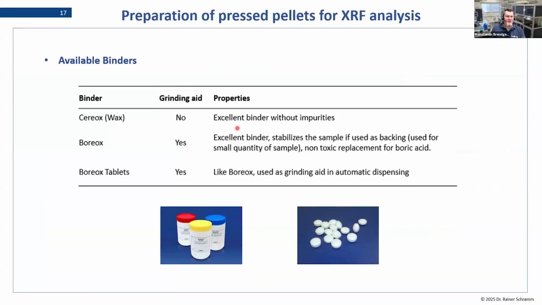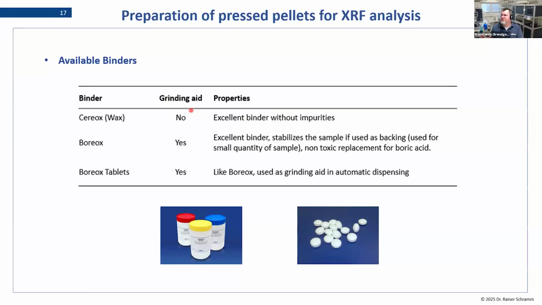The binders that we sell are here. Keep in mind there are more available, but these are the ones you get from FLUXANA. So we have the Seriox, which is the wax. It has different trade names like Höchstwax, Licowax. It's a very nice and clean binder that has no grinding aid properties. So you should never put that in your powder and then do the grinding. It will actually clog up your grinding vessel.